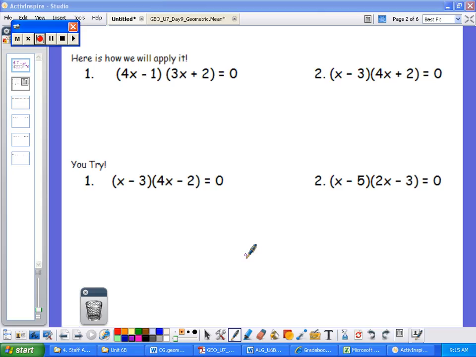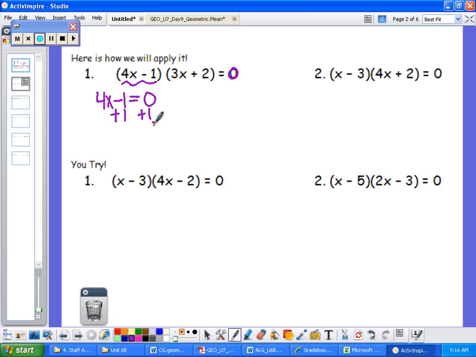So let's take a look. We have our first factor here, 4x minus 1. And I'm going to set this equal to 0 because one of these factors must be 0 in order for the entire thing to be 0. So I'm going to say, well, what if it was the first one? So I set the first factor equal to 0 and solve and divide by 4. So x is equal to 1/4.